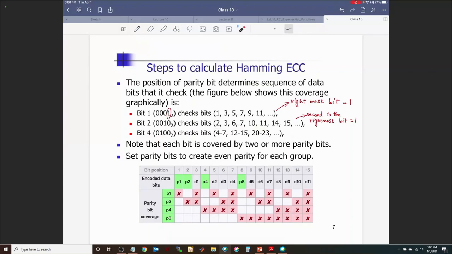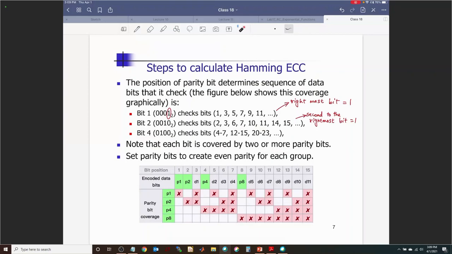And you can verify this. And similarly for bit 8, you are going to get a 1, 0, 0, 0 here, which essentially means the most significant bit, the leftmost bit, is going to be a 1 for all the numbers from 8, which is 1, 0, 0, 0, all the way to 15, which is 1, 1, 1, 1. You guys see that? So by doing all of these things, we are covering each bit by 2 or more parity bits. Each data bit is being protected by at least 2 parity bits.